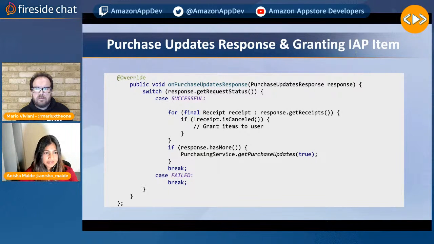And the second part is to handle the pagination that we spoke about. And for this, we get the value for the purchase updates response method of hasMore. So in the second part of the method, we can check whether or not there are additional results, and if hasMore returns true, we can make another call to get purchase updates to retrieve the further ones.